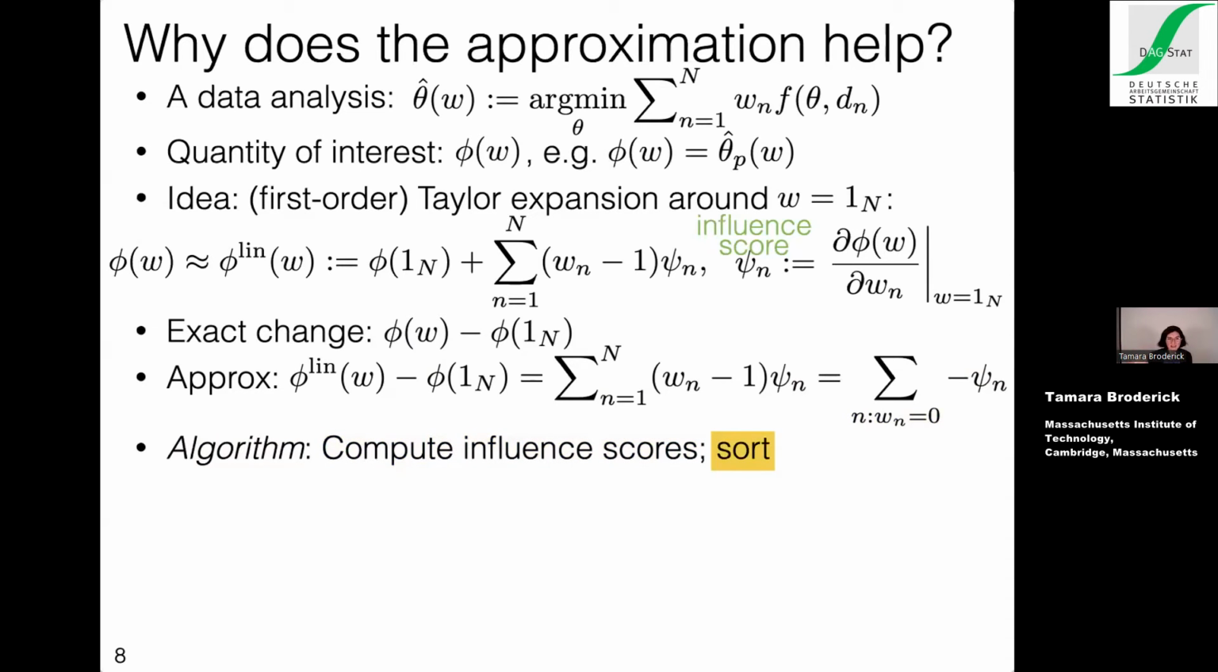Technically, this is an n log n operation, but if sort is the biggest bottleneck in your data analysis, you're probably doing pretty well. And then step 3, we're going to start removing the largest influence scores. So first, we're going to remove the absolutely biggest one to get the biggest change for one data point. Then we're going to remove the second biggest one to get the biggest change from 2 data points, and so on.